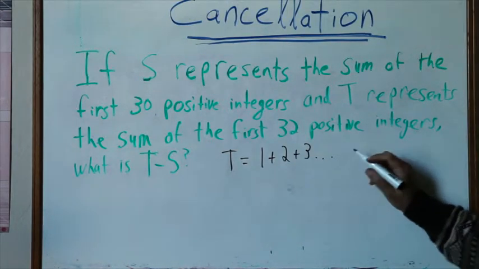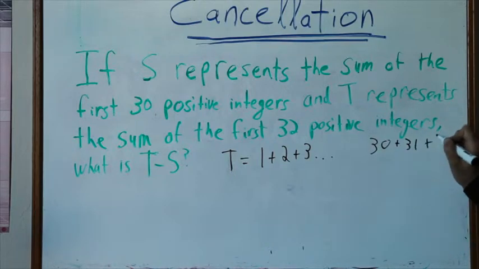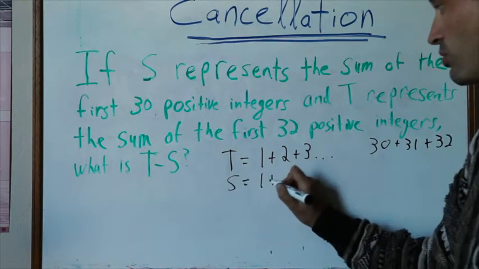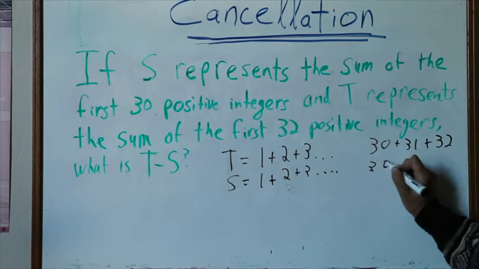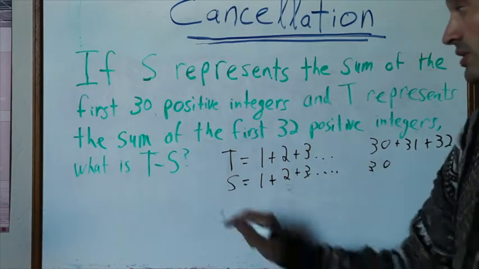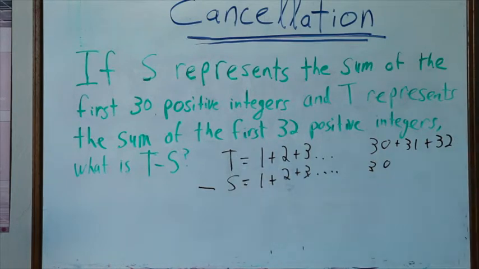Positive integers all the way up to 30, 31, 32 for T. And for S, 1 plus 2 plus 3 added up all the way out to 30. Now they ask you to find T minus S. So we're going to subtract row 1 minus row 2.